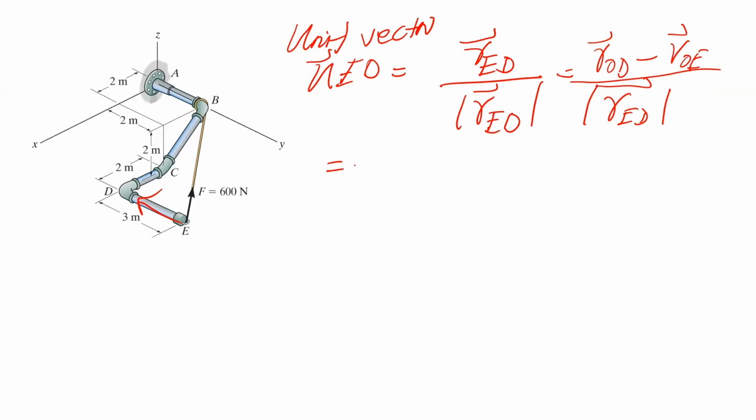Looking at the figure, again for the position vector ED, since E and D are on the same axis and only separated by 3 meters in the y-axis, it's simply going to be, let's say this is 0, so it's going to be 0 minus 3, so that's going to be minus 3j.